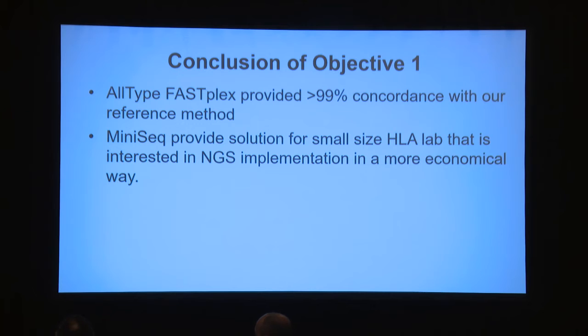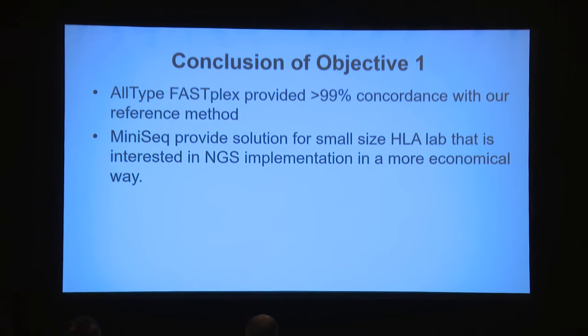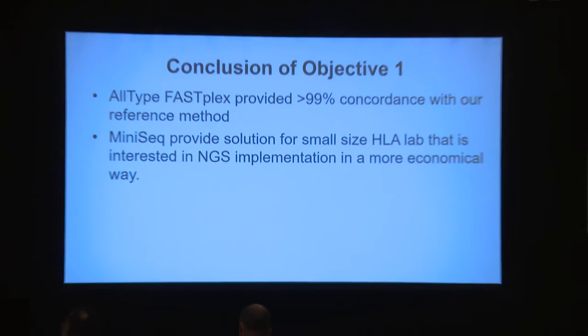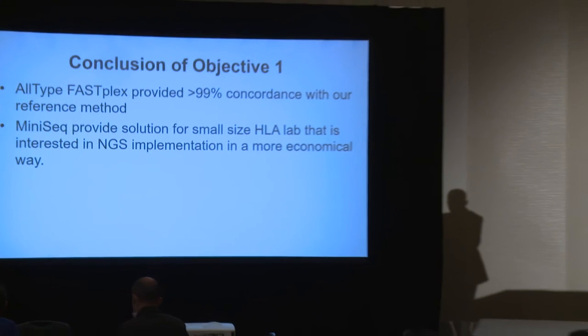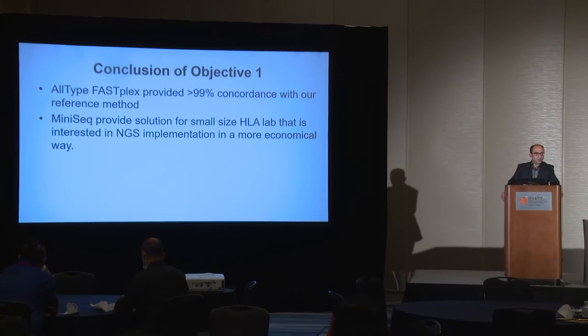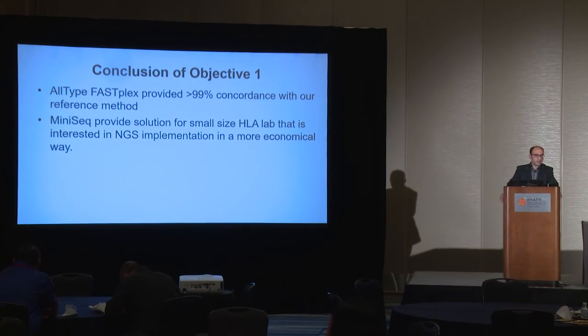And then we said, we're going to stop now, otherwise we're going to start fixing all our reports. So the conclusion of objective one: AllType FASTplex provided more than 99% concordance with our reference method, and MiniSeq provided a solution for small-sized HLA labs that are interested in NGS implementation in a more economical way, or if there is a tight budget.